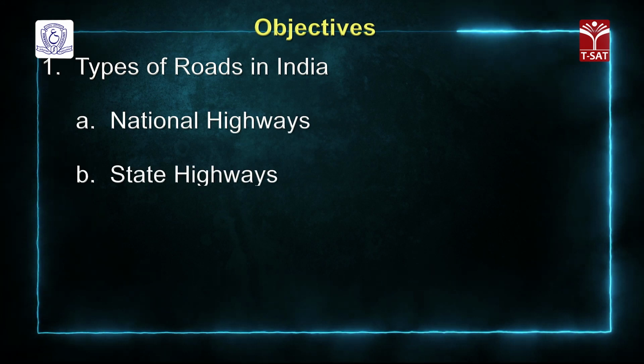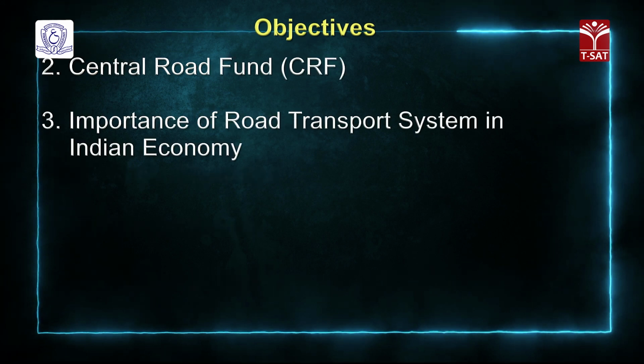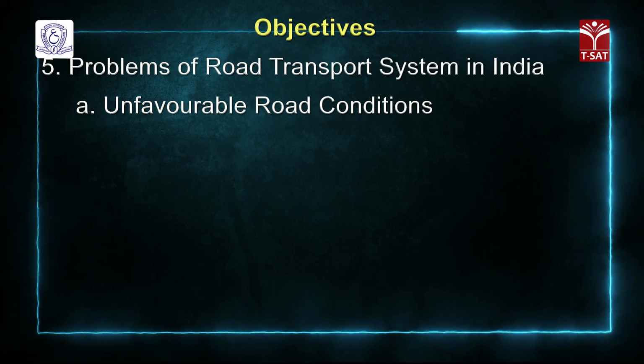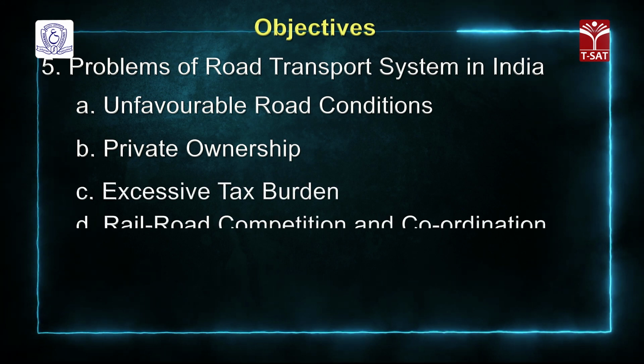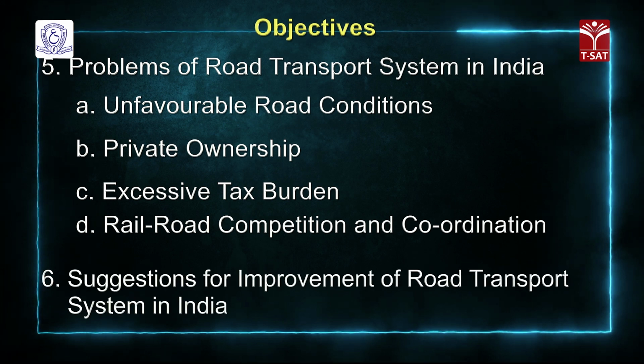So after this session you will be able to understand the types of roads in India, such as national highways, state highways, district roads, village roads, and the Central Road Fund, which is known as CRF. You will also learn the importance of the road transport system in the Indian economy, the scenario of road transport in India, and the problems of road transport in India, such as unfavorable road conditions, private ownership, excessive tax burden, and railroad competition and coordination, along with suggestions for improvement of the road transport system in India.